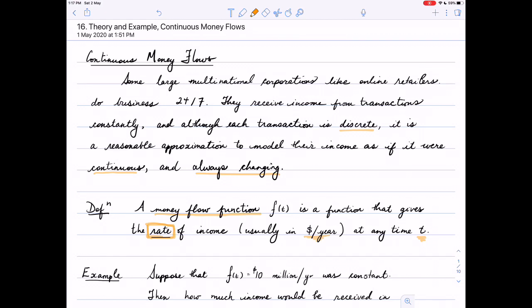As a quick example, let's say that this money flow function was in fact constant so that we could get a little handle on it. Of course, it's not usually, right? The rate that income comes in, hence the name, is typically changing every second. But to make this example easy, let's imagine that the rate of income was $10 million a year for a large corporation, and that it was constant. So that's the same rate at any time t.